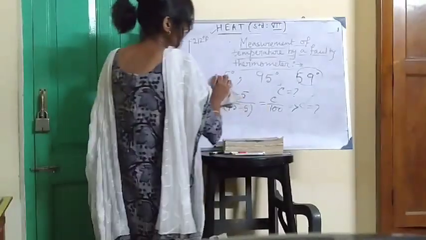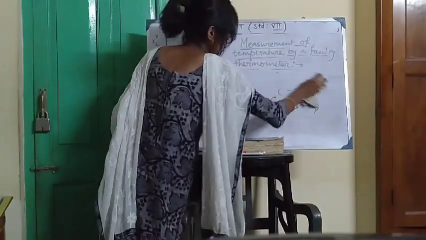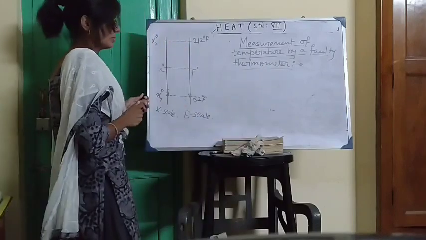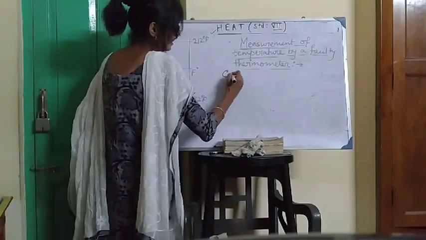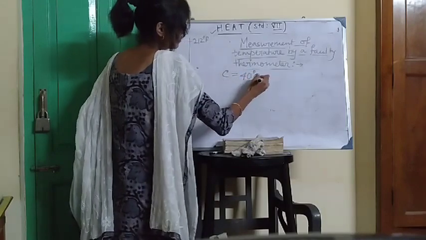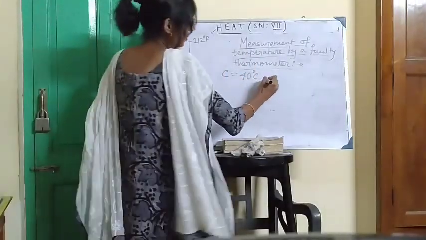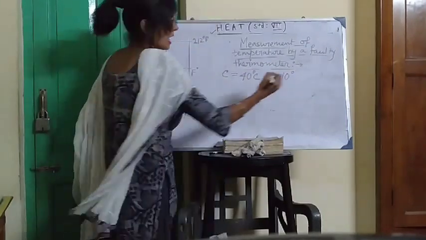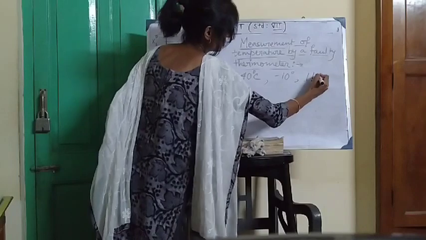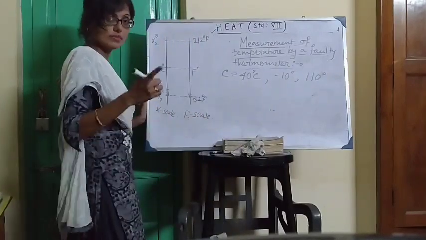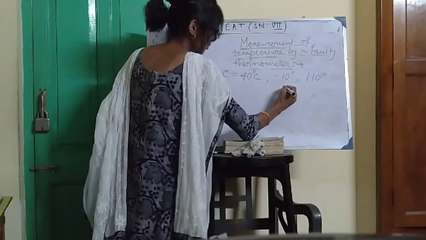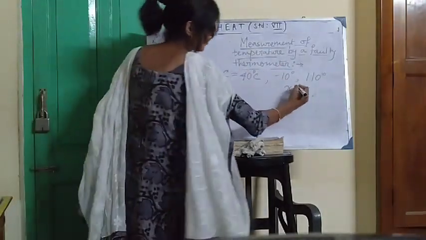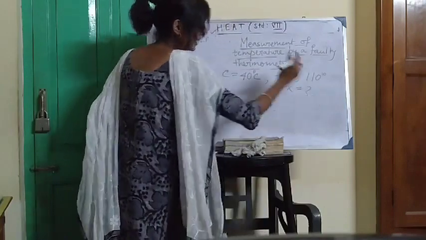Okay, suppose the temperature in Celsius scale is given, find the temperature in the faulty thermometer. Suppose the value of C is given as 40 degree. Okay, the lower fixed point of the faulty thermometer is minus 10 degree. The upper fixed point of the faulty thermometer is 110 degree. Find the value of X, the temperature in the faulty thermometer. So find the value X.